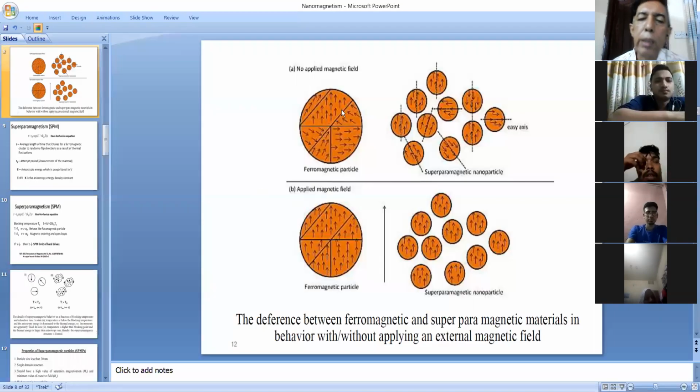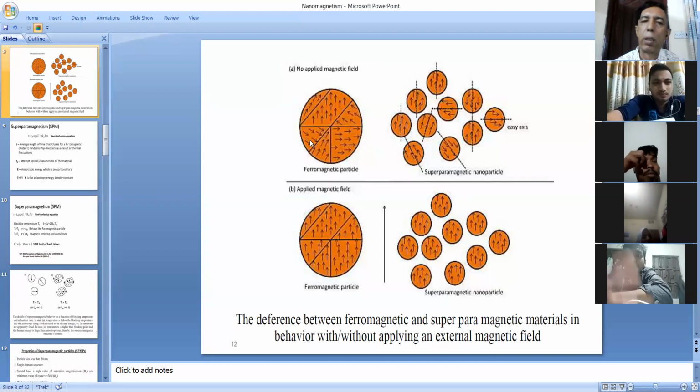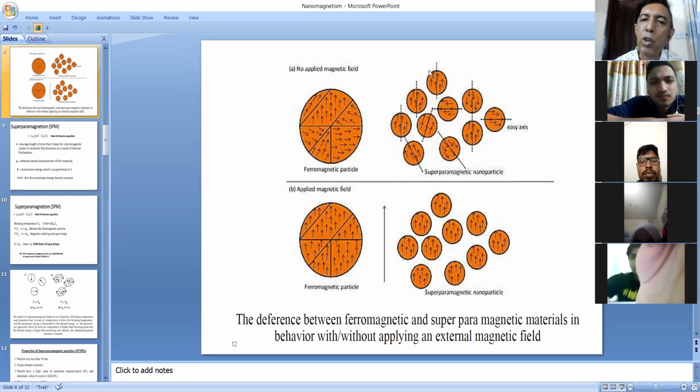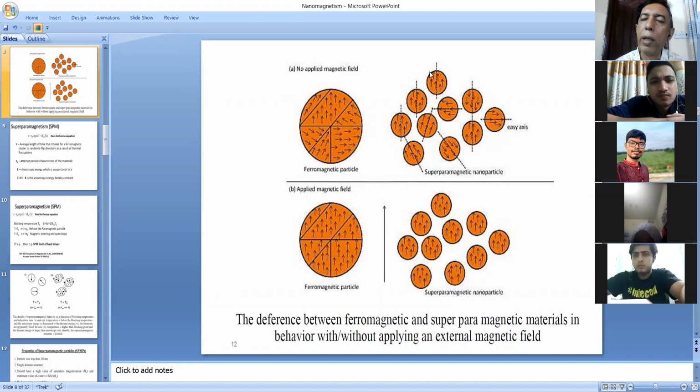You see, this is a ferromagnetic particle without applied field. It has a number of domains. But when the ferromagnetic particle becomes nano-sized, then it does not have any domain. It is a single domain particle.